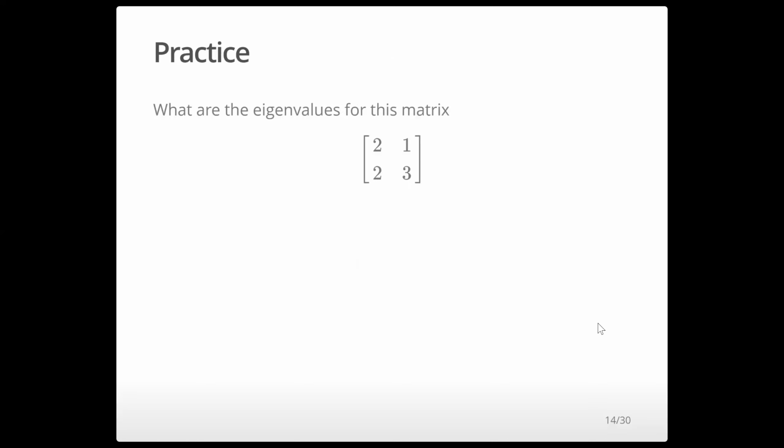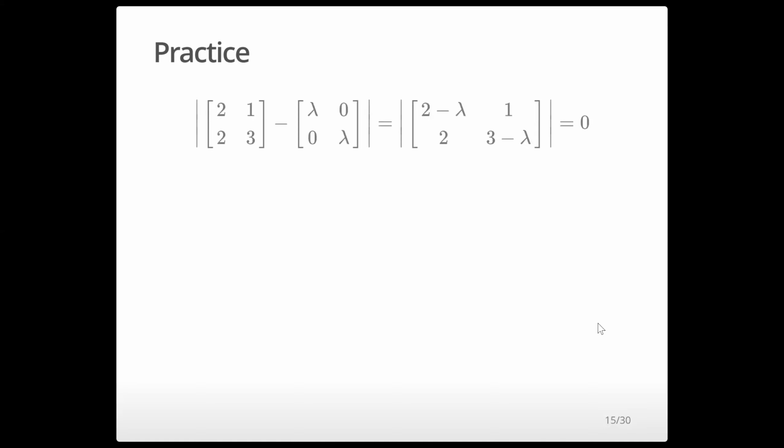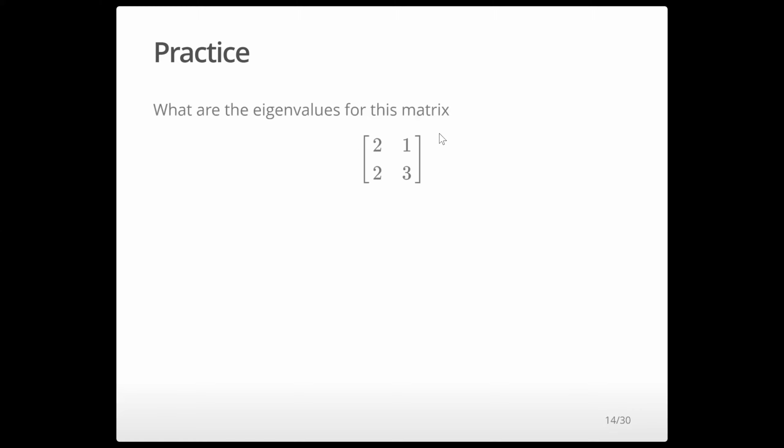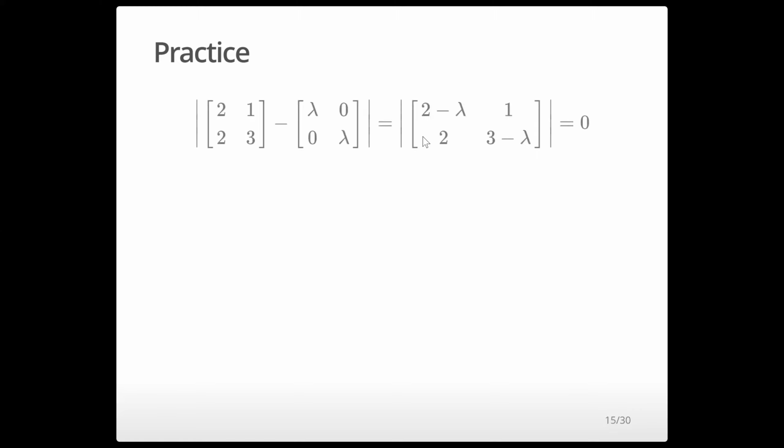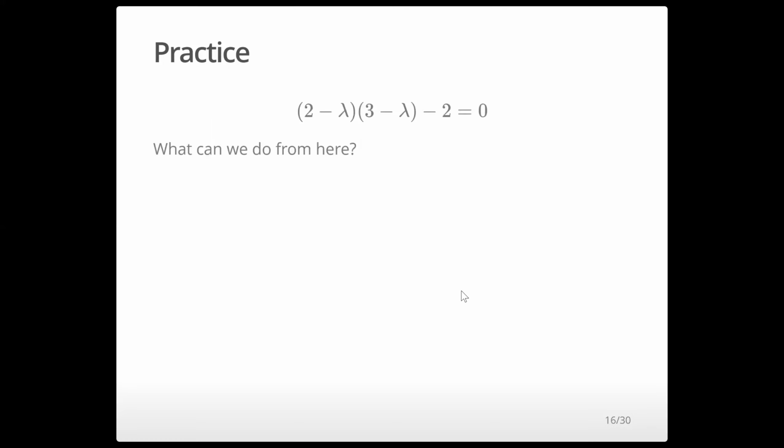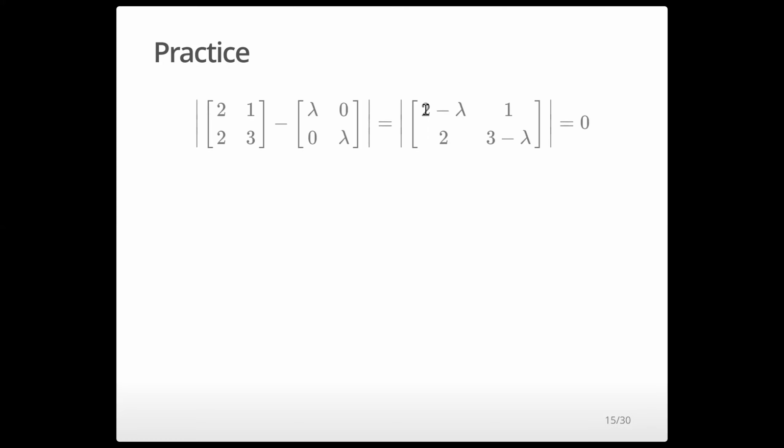So we can practice this with this matrix. And so we're going to start by setting it up the same way. So we need to subtract the diagonal matrix of lambdas. And so that gives us this thing over here. So now we need to take the diagonal elements multiplied by each other and the off diagonal elements multiplied by each other and subtract them. So that gives us 2 minus lambda times 3 minus lambda minus 2 times 1 is 2.